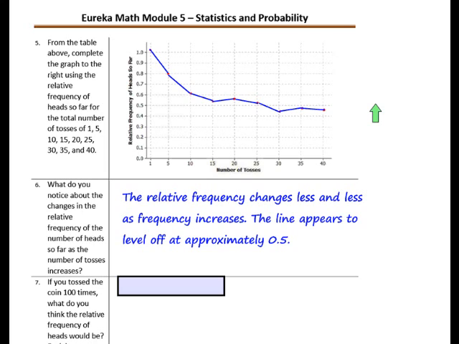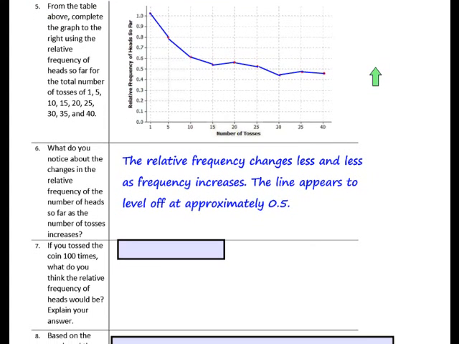Question 7. If you toss the coin 100 times, what do you think the relative frequency of heads would be? I believe it would be approximately 50. Think about this. If the relative frequency of heads was 50 after 100 tosses, what would the relative frequency be after 101 tosses? Would it be the same or would it be different? Does it matter if you get heads or tails? Well, remember that after every toss, the relative frequency will change, no matter if you get heads or tails. The relative frequency will change after every toss because your denominator changes. It's increasing by 1 with each toss.